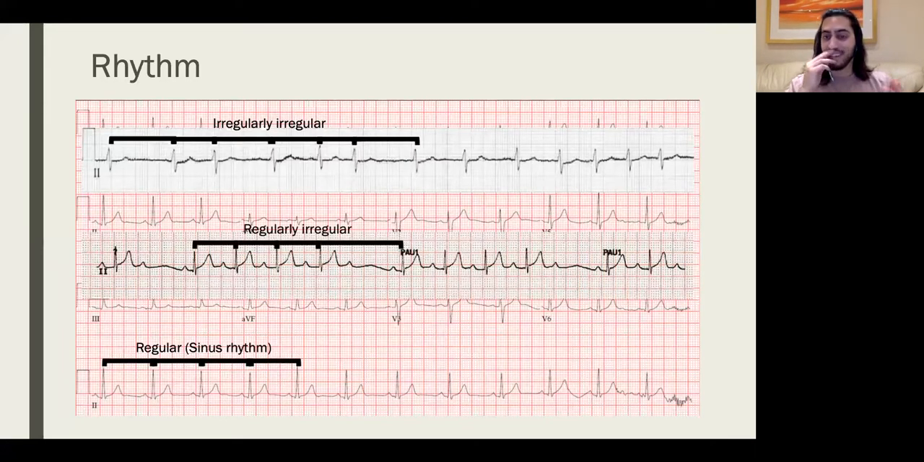When something's regularly irregular, on the other hand, you have P waves, P wave, P wave, P wave, P wave. That's followed by QRS, QRS, QRS, QRS. But then something happens. So this, I'll give some of you a minute to think about the diagnosis. But in terms of being regularly irregular, the actual spaces between the QRS complexes are about the same, and then something happens.